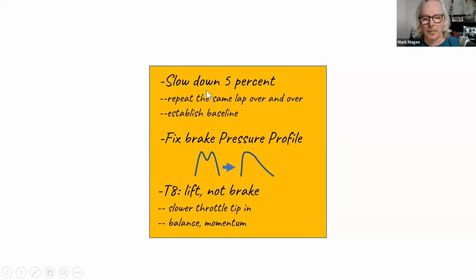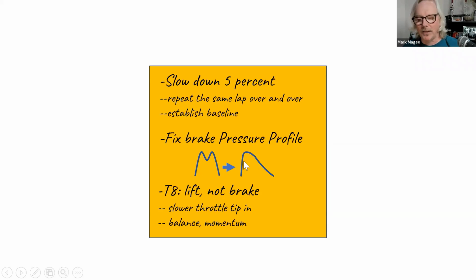So the first one that we talked about, slow down 5%. I want the driver to repeat the same lap over and over and over again. This gives me a baseline, right? This driver found 12 different ways to do a 203. Show me one way to do a 205 or 206, something like that. And then we can move forward from there and potentially have higher performance. But when I got 12 different ways to do a 203, I got a lot of variations to sort through. I want to simplify that process.